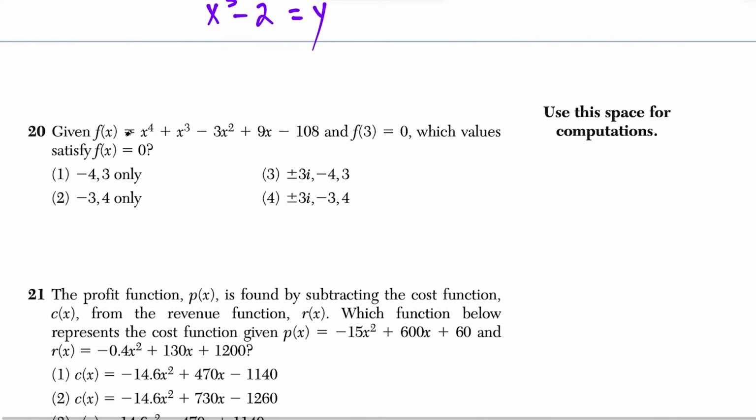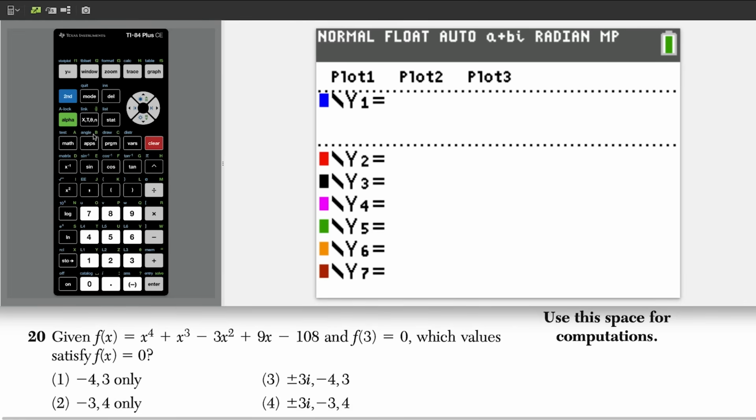Question 20, given f of x equals, and we have this polynomial function here, and f of 3 equals 0, which values satisfy f of x equals 0? So for this question, if we want, we could just use the calculator. So we could go over to the y equals, and we could type in the function. So we have f of x equals x to the fourth plus x to the third, and then after this power, we have minus 3x squared plus 9x, and then we have minus 108.